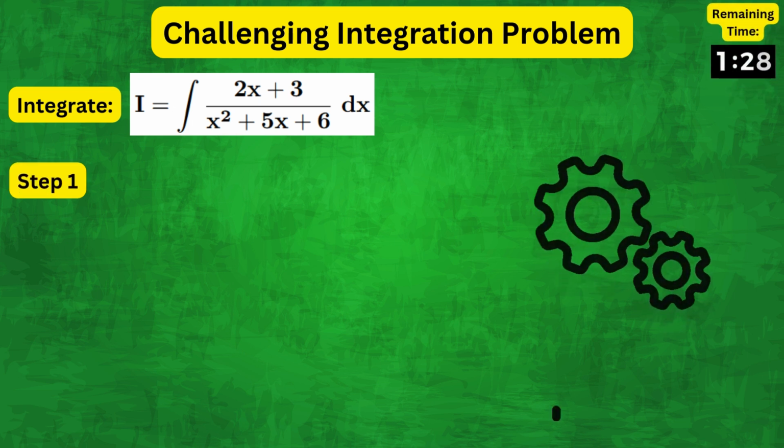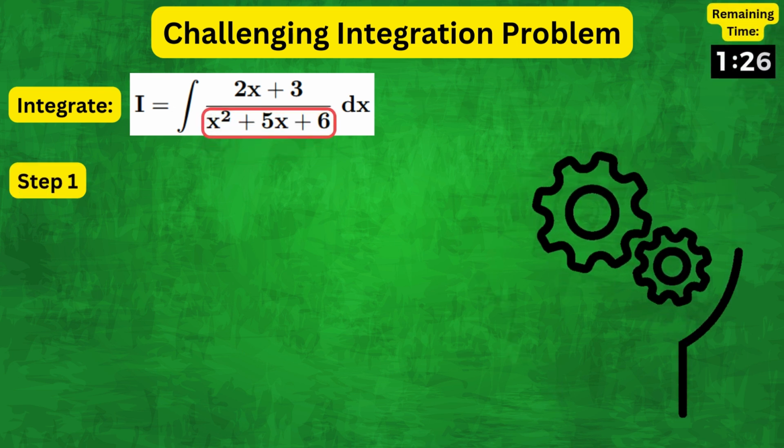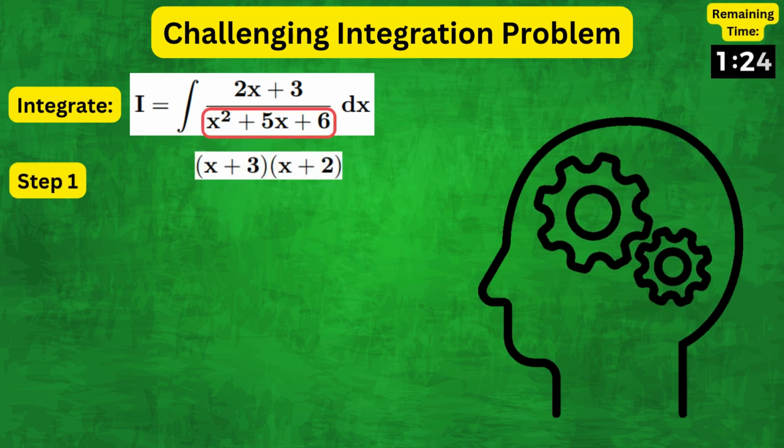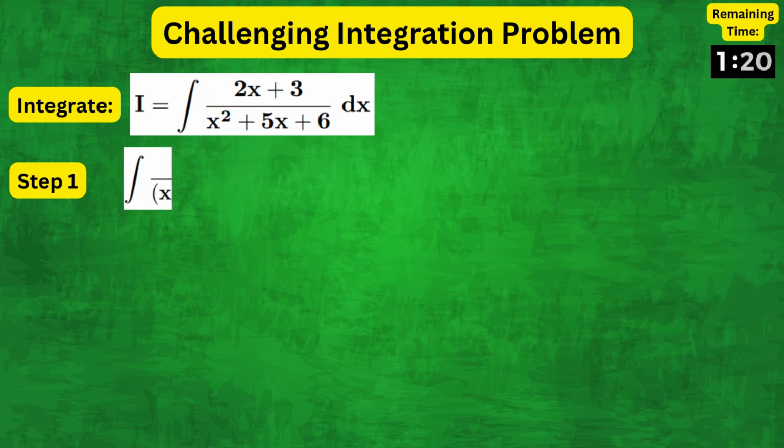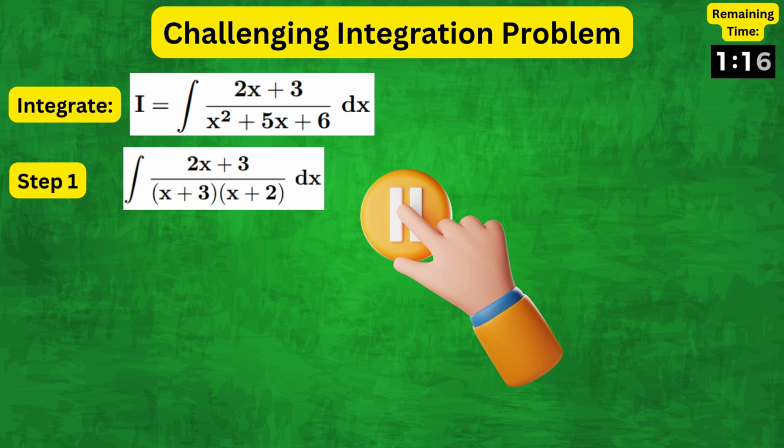As a first step, notice that the denominator can be factorized as (x + 3)(x + 2), and therefore the integral can be written as follows. Here, I would suggest to pause the video to think about what the next steps might be.